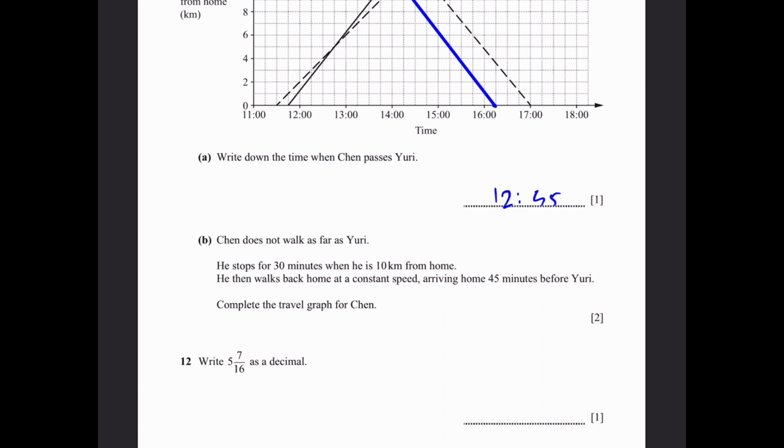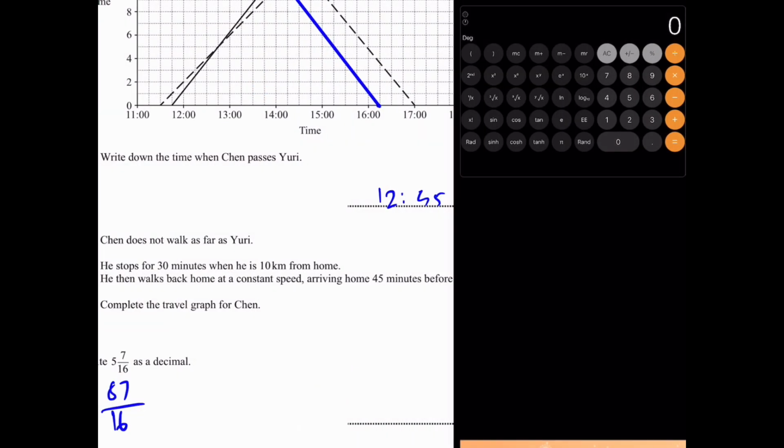Write 5 and 7/16 as a decimal. So 5 and 7/16 can be written as 87/16 in improper fractions. And using a calculator, 87 divided by 16 is 5.4375. That's the answer.